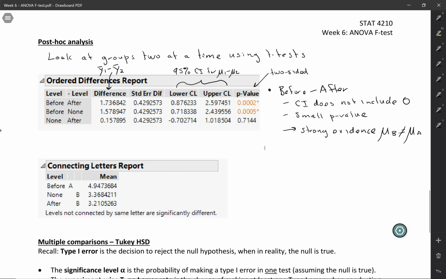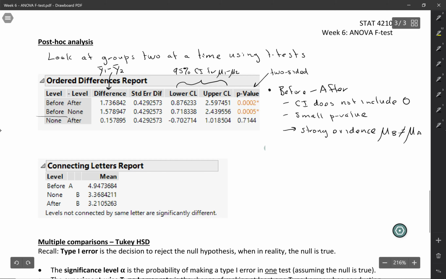This would be very similar for before minus none. The confidence interval doesn't include 0. It's slightly different. The estimate of the size, it looks like, is slightly smaller, and the p-value is a little bit larger, but overall our conclusion would be the same, that we have strong evidence that the mean comprehension score for before is not the same as the mean comprehension score for none. That before does seem to offer some benefit.